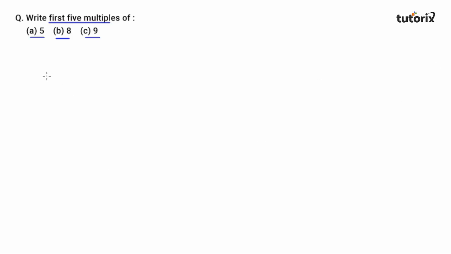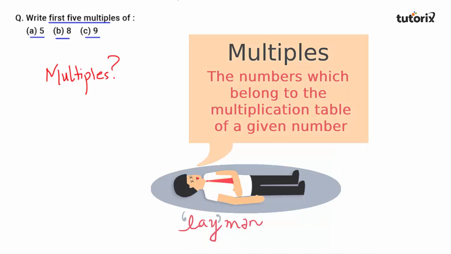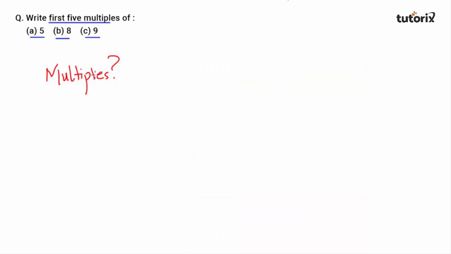So, first things first, what do we mean by the multiples of a number? Well, in layman's terms, the multiples of a number are the numbers which belong to the multiplication table of that number. Let's try to understand this using an example. Say we have the number 2. So we know that 2 into 1 is 2, right? So this 2 belongs to the table of 2, which means 2 is a multiple of 2.